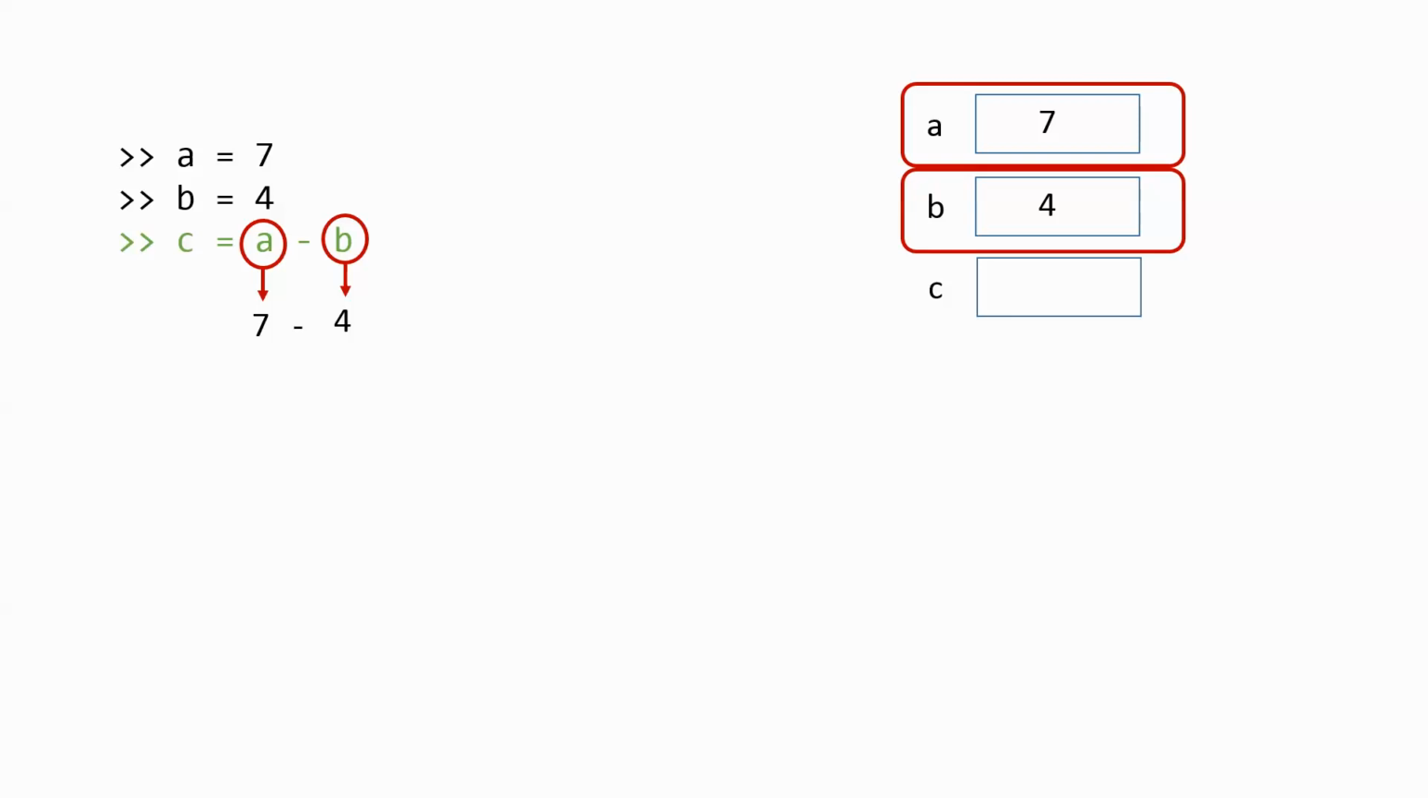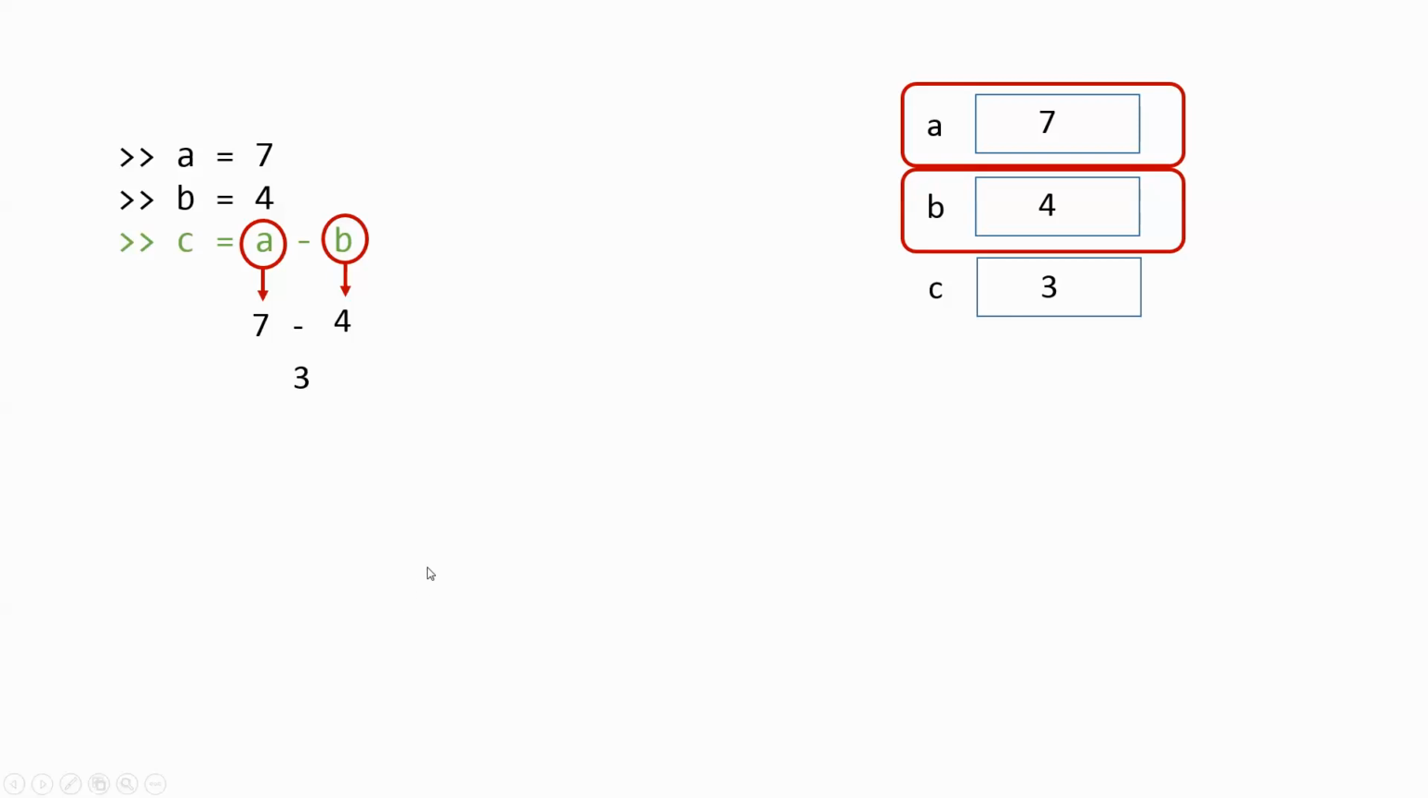Then we do math on these values. We do the subtraction operator. 7 minus 4 is 3. So we get the value 3. And then using the assignment operator, we store that 3 in the location that we've set aside for the variable c. And so that's how we can use variables in expressions in MATLAB.